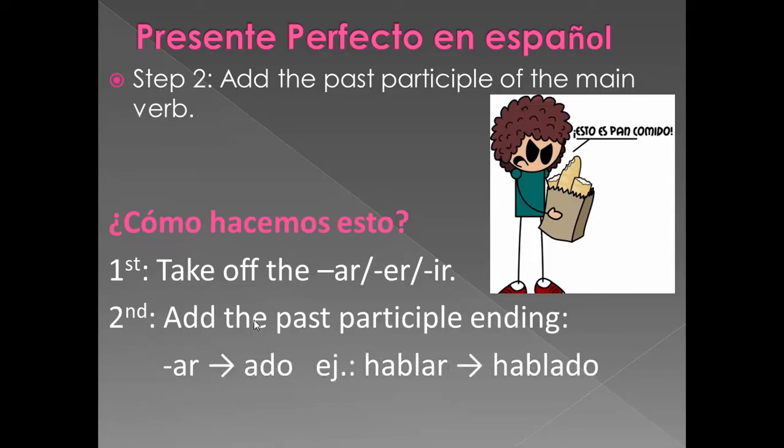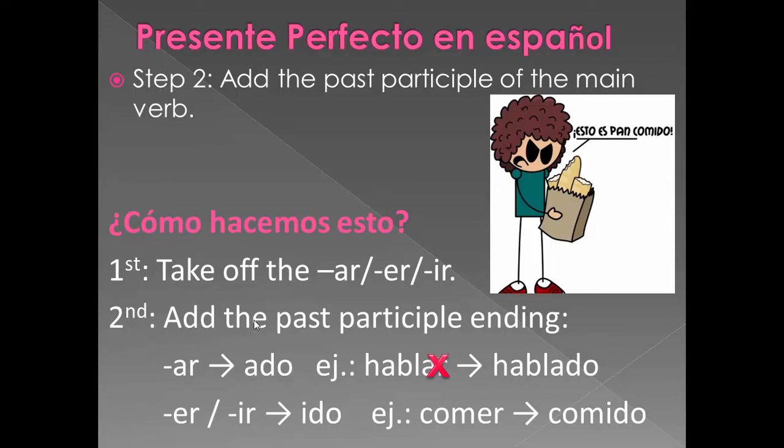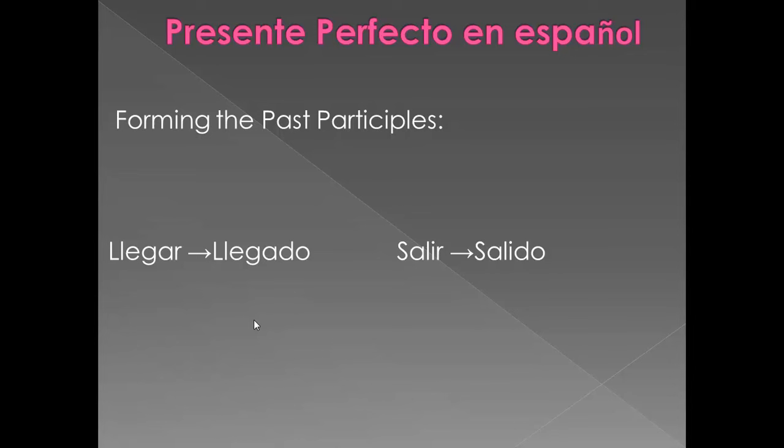So if it's an AR, it goes ado. So hablar, take off the AR, goes to hablado. Spoken. That's what it's going to sound like, spoken or talked. And if it's an ER or IR verb, it goes to ido. So for comer, take off the ER, and you add your ido, comido, eaten. Okay? So let's take a look at some of these examples, forming the past participles.